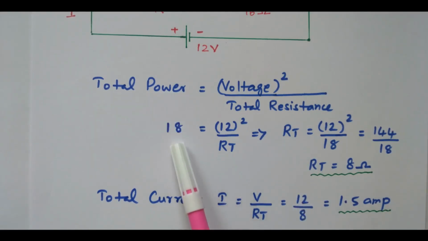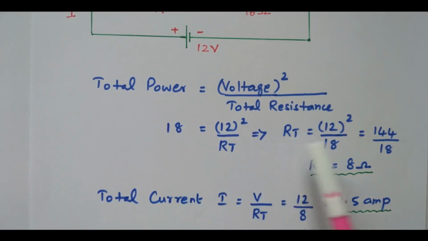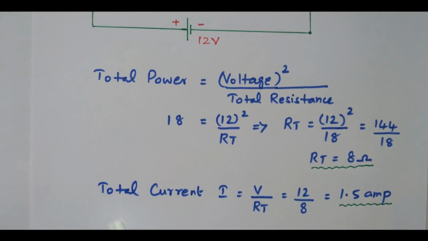So the total power is 18, voltage applied is 12 square divided by RT, total resistance. Cross multiply, interchange these two values. So RT equal to 12 square by 18, that is 144 by 18, that is RT equal to 8 ohm. So now we got the total resistance of the circuit is 8 ohm. From the total resistance we can easily calculate the total current. I equal to V by RT. V is available, 12 volts. RT is 8 ohm. So it is 1.5 amperes.